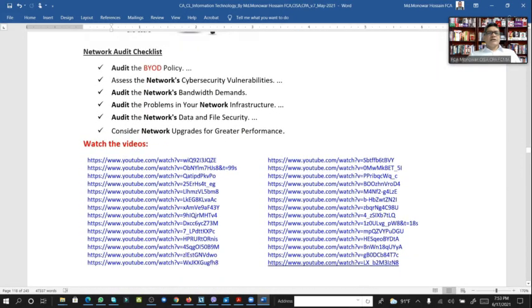So here is the network audit check. As an auditor, what we have to do: audit for BYOD policy, that means bring your own device, access to the network, cyber security vulnerability, and network bandwidth demand. As an IT auditor we should do this for networking, and audit the problems of the organization's network infrastructure. We have to audit network data and file security, and consider network upgrades for greater performance.